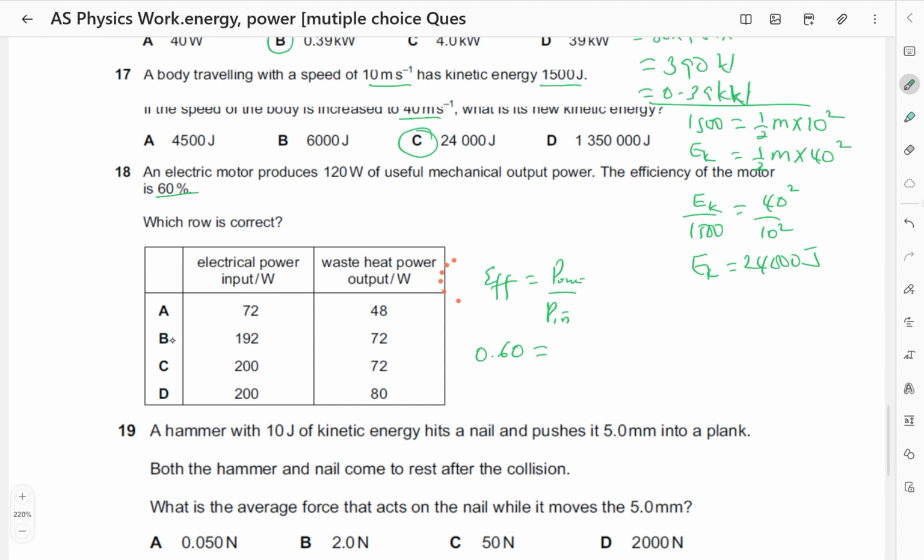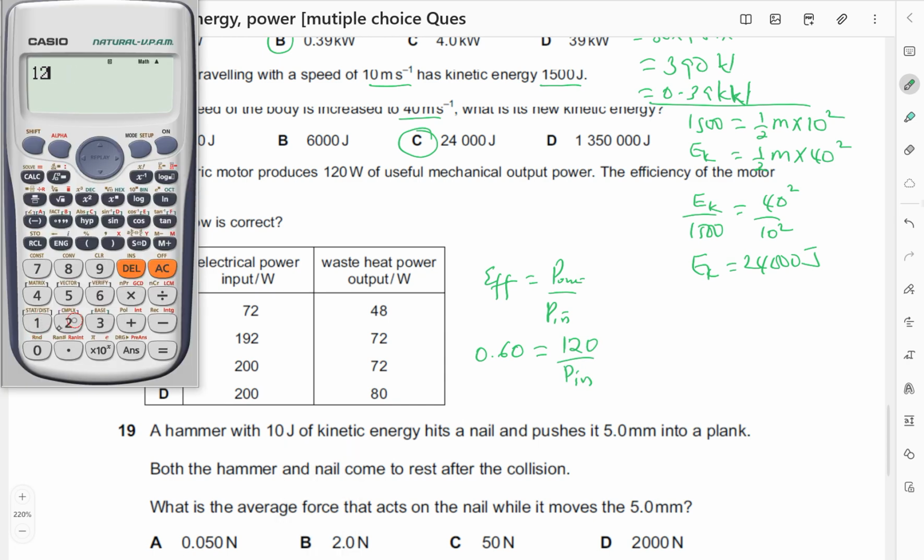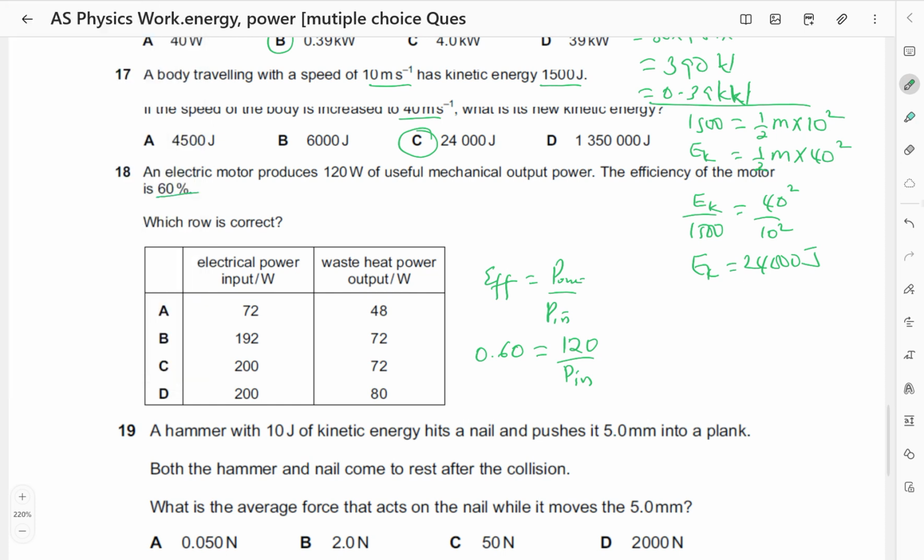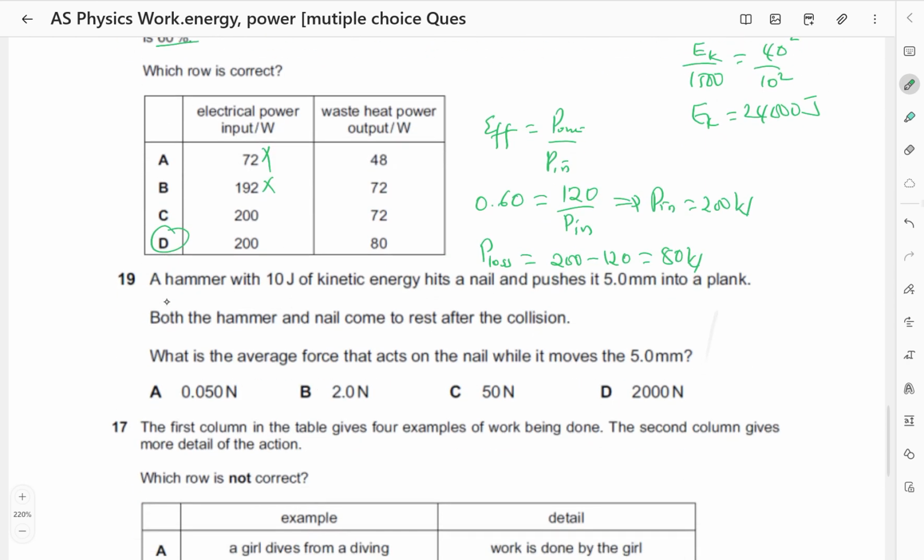The output is 120, so I will say here it is 120 divided by power input. So what is the power input? I have 120 divided by 0.6. The power input is equal to 200, so power in is 200 watts. So I eliminate A and B. Then the waste heat power: power wasted or power loss is going to be 200 minus 120, which is automatically 80 watts. So the answer is going to be D.